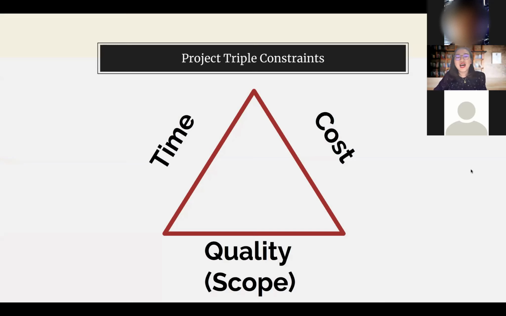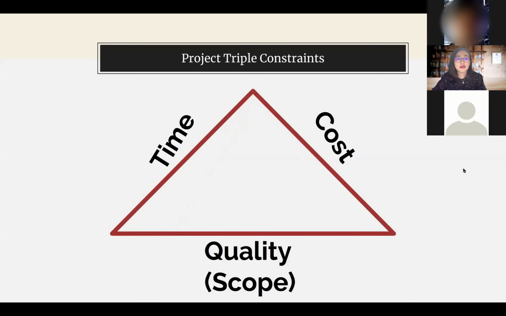But this clearly just illustrates the 3 most important components in a project: time, cost, and quality. And these 3 go hand in hand. They are interrelated, which means when you change one of the constraints, the other 2 must change. So for example, if I want my quality to be better, if I want to have a larger scope of my project, then naturally I need to either extend the time or increase the cost or both.